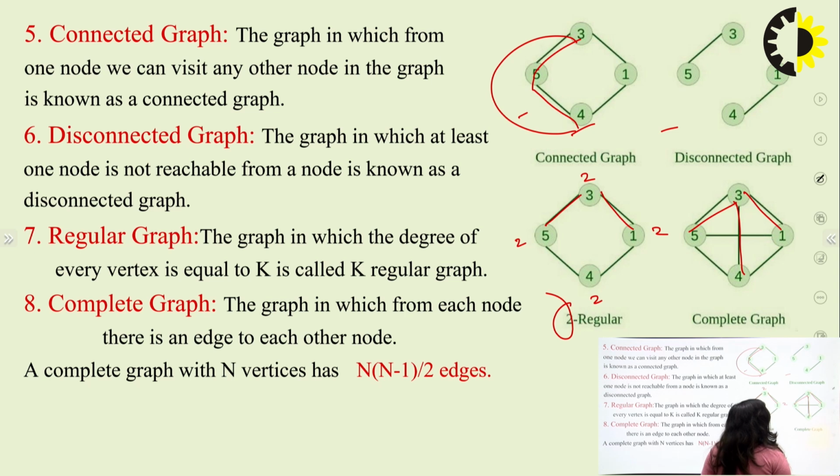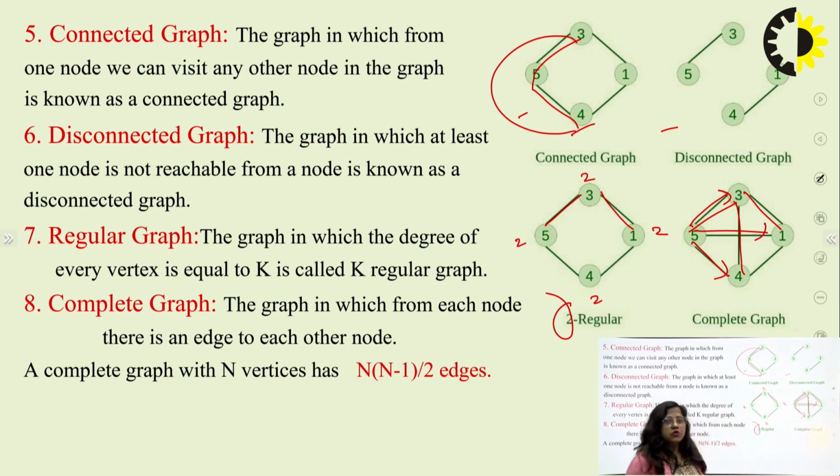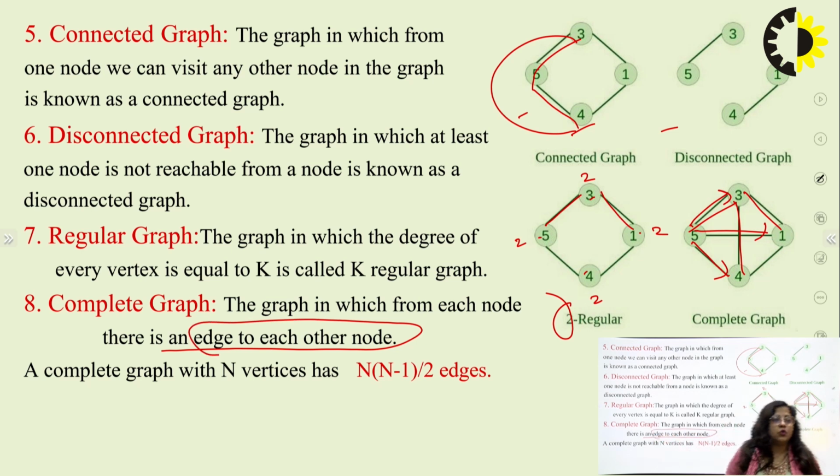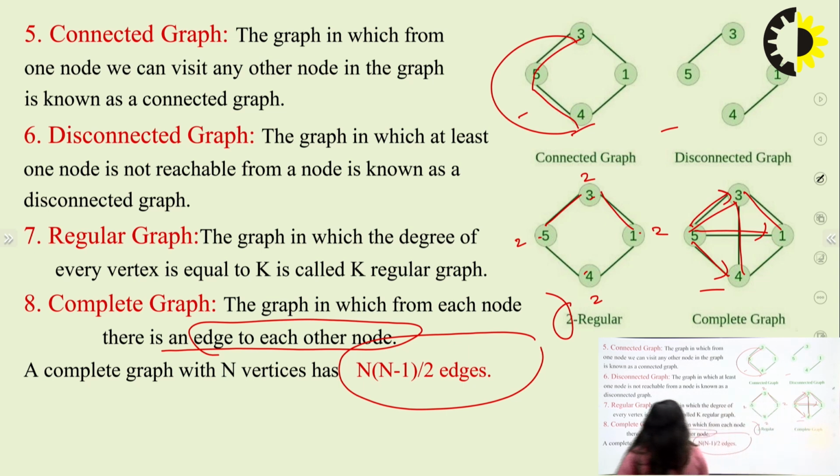If you want to move from vertex 3 to any other vertex, you can move directly to 4, to 5, and to 1. Similarly, from 5 you can easily move to 3, to 1, and to 4. So each vertex has an edge connected to every other node. In a complete graph with n vertices, the number of edges is n(n minus 1) divided by 2.